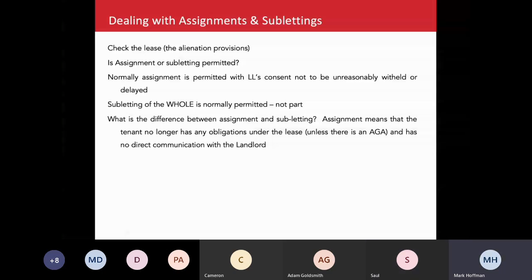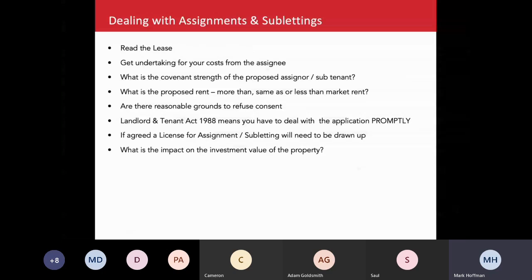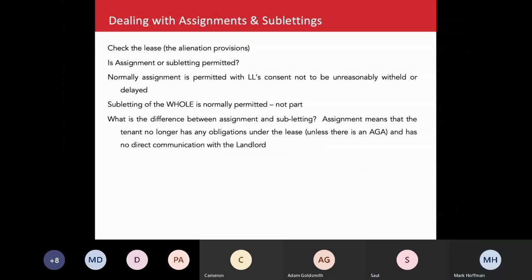In the event, as we've talked about, that the assignee fails to pay the rent, the landlord can go back to tenant A and say, I'm terribly sorry, but tenant B has not paid their rent. Therefore, we're coming to you because you're the guarantor or because there's an authorised guarantee agreement to pay the rent. In the event, however, of a subletting: landlord, tenant A, tenant B, sublease.